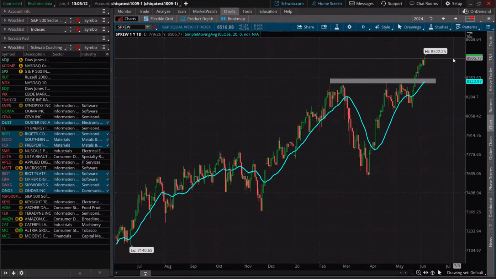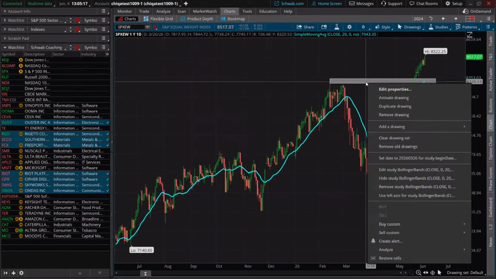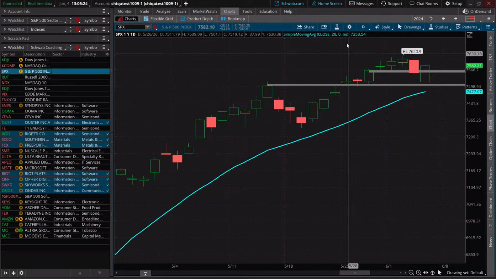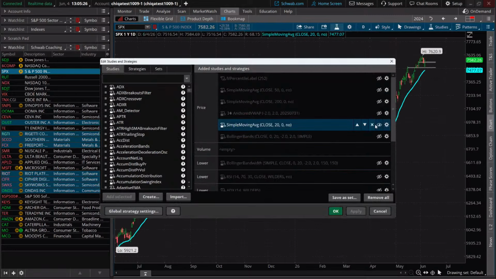So let's take a look at the Bollinger Bands. I want to start back with the S&P 500, and I'm going to take some of these things off the chart so that we can go and see what the Bollinger Bands are telling us and talk a little bit more about those.